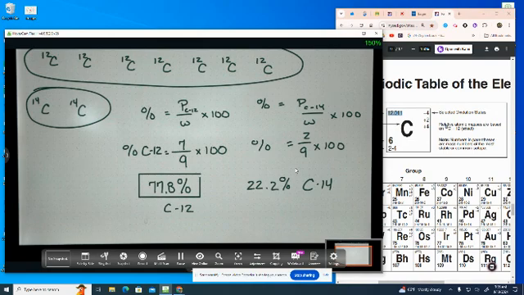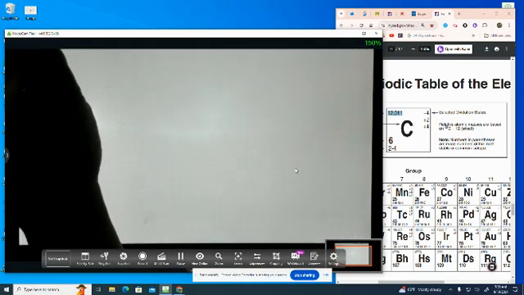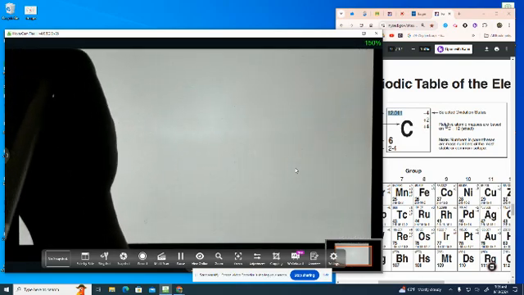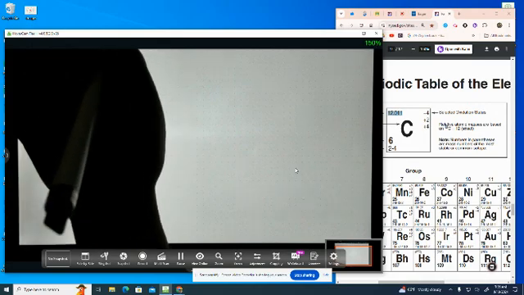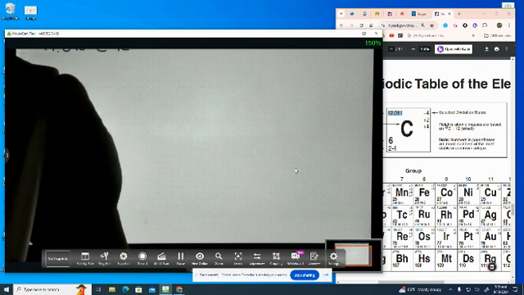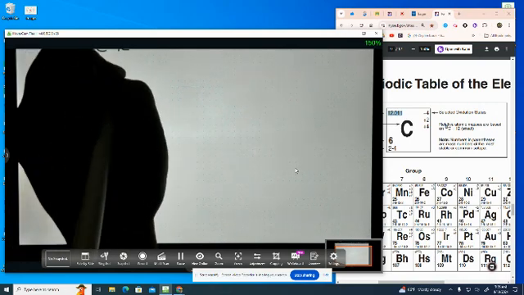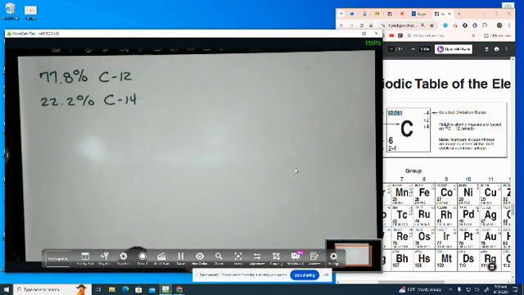Once you get the percentages, hint, hint, you're always going to be given the percentages. Okay? You're going to be given these percentages. Now what he does is he says, all right, I've got 77.8% carbon-12, and I've got 22.2% carbon-14. Now I want to figure out what the average atomic mass is going to be.